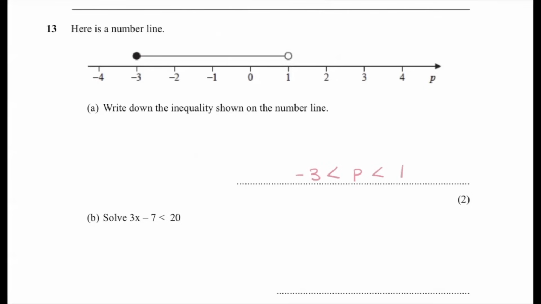Now I'm going to start thinking about the circles. If the circle is filled in, it means it can equal the number it's above. If it can equal that number, I need to show part of the equal sign on the inequality. So I've got to pop it on this one because it can equal -3, but I'm going to continue to leave this blank because it does not equal 1.